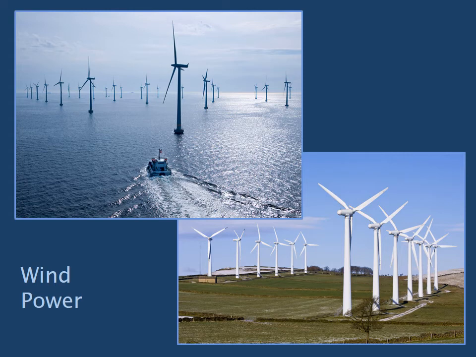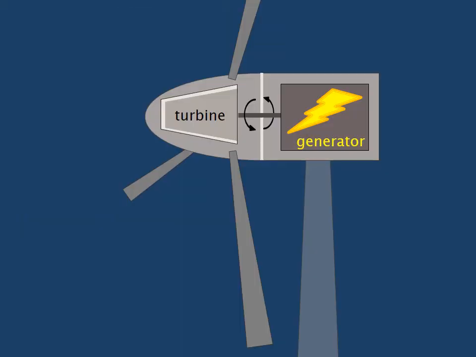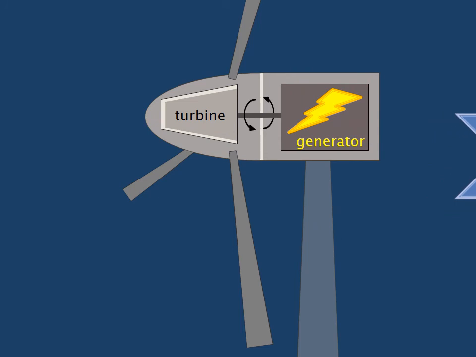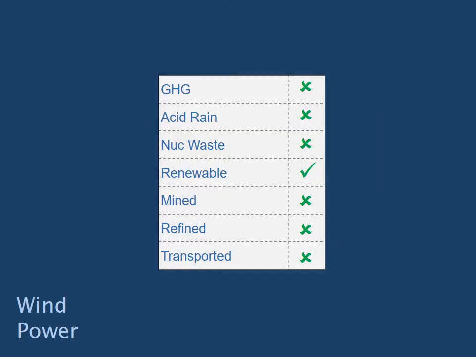Next is wind power. Wind blows against the blades of a big fan, and when it starts to spin, that is the turbine, and the turbine is connected to the generator. So when the turbine spins, it starts to spin the generator, and it produces electricity. Wind does not produce greenhouse gases, or acid rain, or nuclear waste. It is renewable. You don't need to mine or refine, and fuel does not need to be transported.